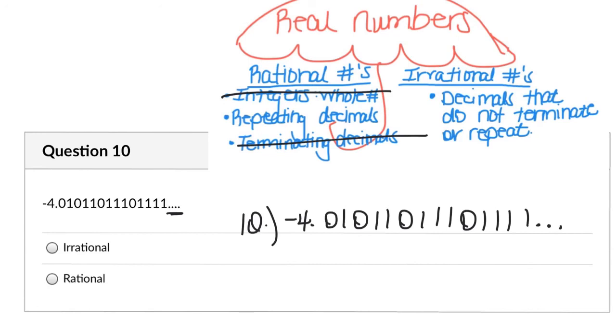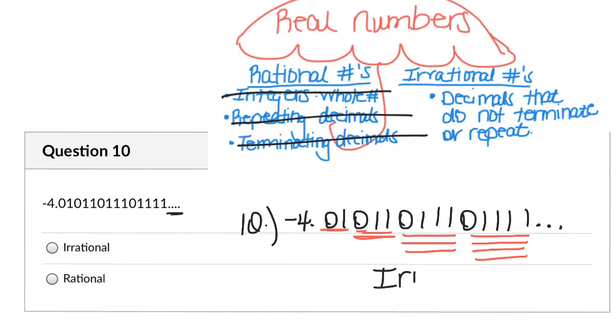So I'm going to check to see, does it repeat? If I look at my pattern of numbers, I have 0, 1, and then 0, 1, 1, and then 0 with 3 ones, and then 0 with 4 ones. So it is very similar. However, it's not repeating the same pattern. It is repeating the same digits, but not in the same sequence. I have 1, 1, and then 2 ones, and then 3 ones. So it is not repeating. This is irrational.